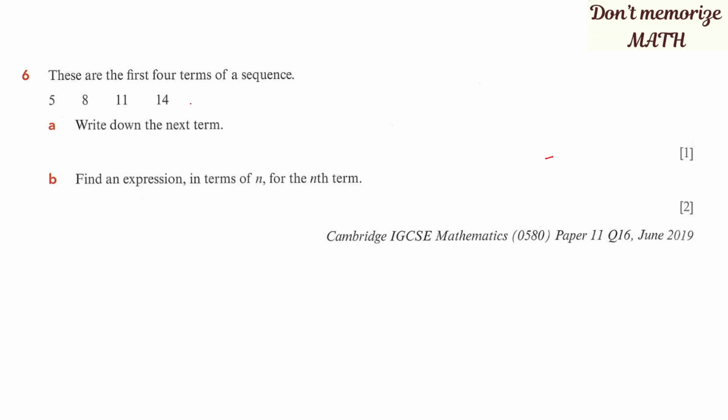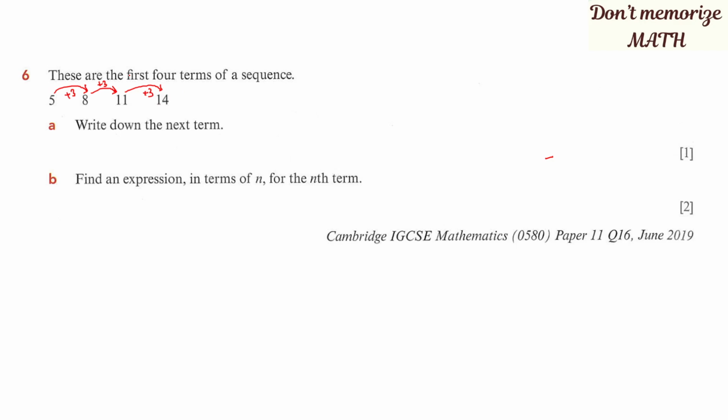Write down the next term. So just see what is happening here. So 5 to 8, what is happening here? 5 to 8 we are adding 3. 8 to 11 we are again adding 3. Again 11 to 14 we are adding 3. So this sequence is an arithmetic sequence.